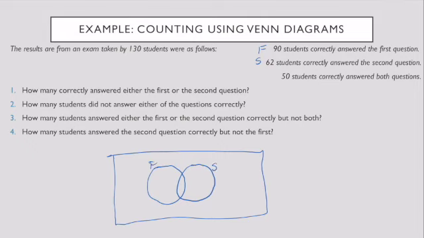So 90 students answered the first question correctly and 50 answered both questions correctly. So I have 50 in the intersection. That means if I'm looking for the size of F, because this 50 is included, I need it to add up to 90. So I take 90 minus 50 and I get 40 here. So I have a total of 90 because 40 plus 50 is 90. Same thing is true for S. I need all of S to add up to 62. I already have 50 in here, so 12.